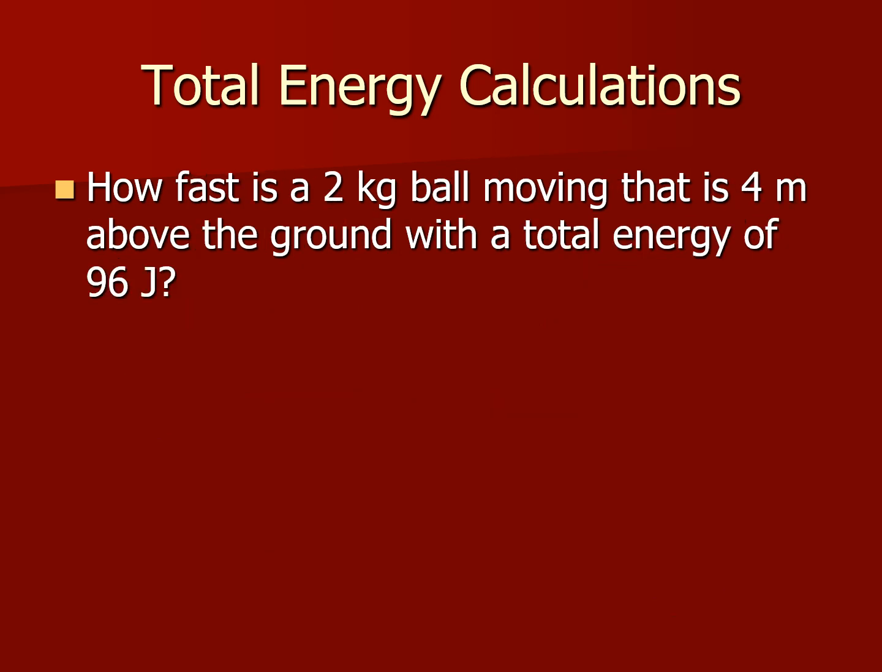But what about something like this? How fast? How fast means we're looking for velocity. Okay? 2 kilograms, 2 kg, all right? 2 kg is, of course, mass. That is 4 meters, okay? 4 meters above the ground, so that's got to be a height.